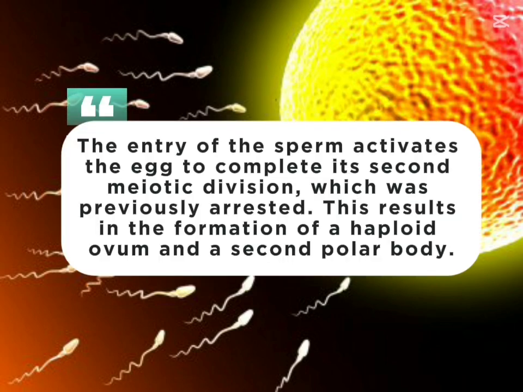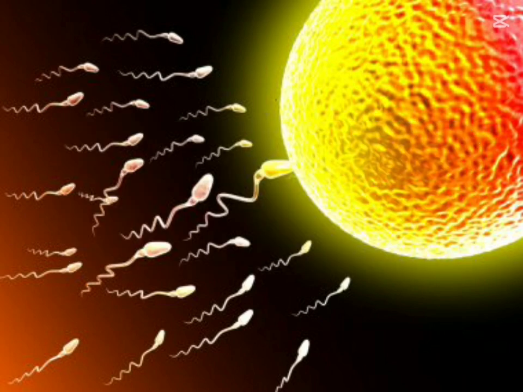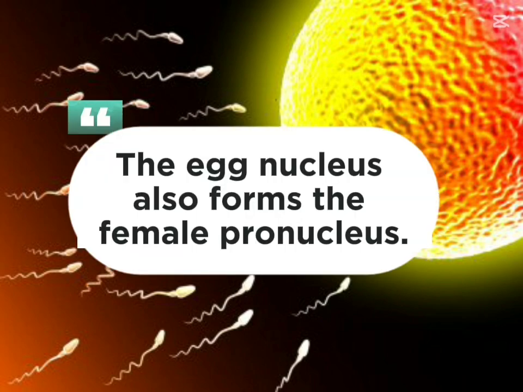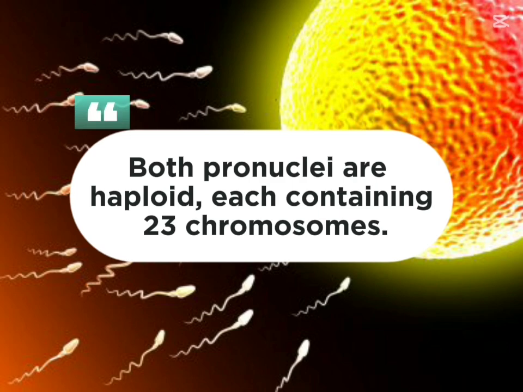Egg activation and pronucleus formation. The entry of the sperm activates the egg to complete its second meiotic division, which was previously arrested. This results in the formation of a haploid ovum and a second polar body. The sperm nucleus decondenses and swells to form the male pronucleus. The egg nucleus also forms the female pronucleus. Both pronuclei are haploid, each containing 23 chromosomes.